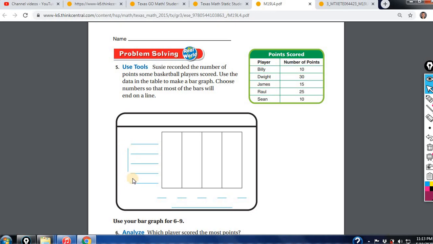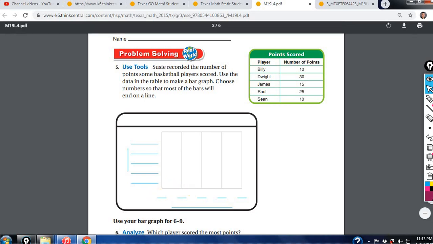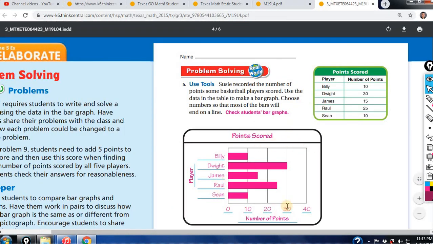And each one is one for Billy, one for Dwight, for James, Raoul, and Sean. And then you would plot them according to the numbers. So again, 0 to 40, because you're grouping them by 10. So the middle part would be what? 0, 5, 10, yes. And your graph should look like this. So Billy's did 10, Dwight was 30, and so on.